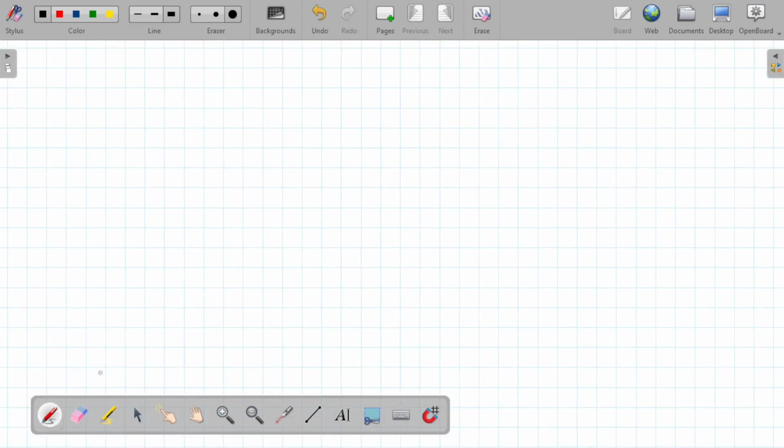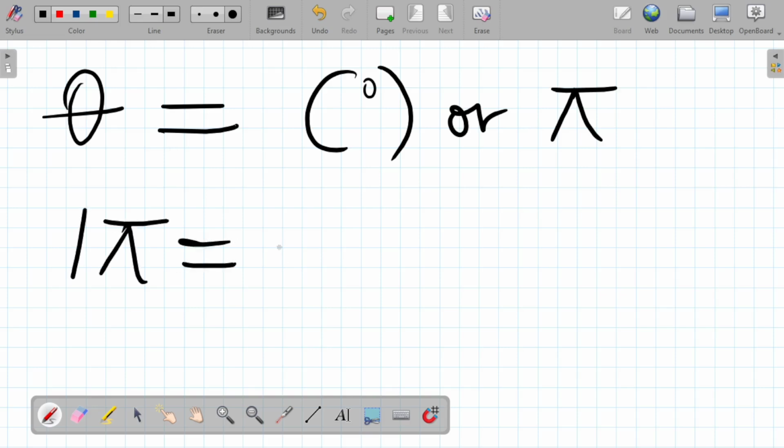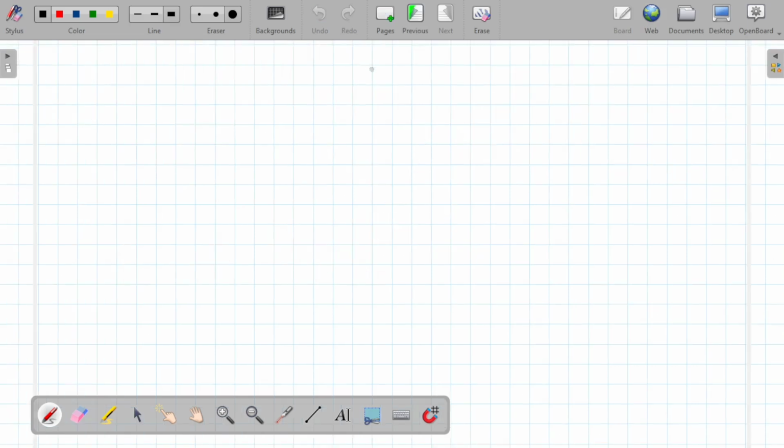Now, theta can be expressed in degrees or pi. Now note this, 1 pi is equal to 180 degrees. Alright, so let's take an example for proper understanding.